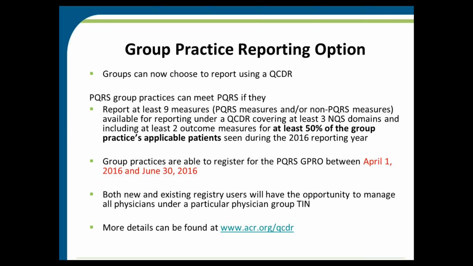We're really excited about this option. I'm just going to reiterate again: groups can now choose to report using the QCDR. Very, very important. There's a lot of words on this slide, but I'm going to try to make it as simple as possible. All of the reporting requirements that we just looked at on the previous page, the 9 measures across 3 domains, that same reporting requirement is applicable to a group. The only difference is that instead of each of your individual providers finding 9 measures across 3 domains, your entire group can get credit for the PQRS program for reporting at least 50% of the group's applicable patients.